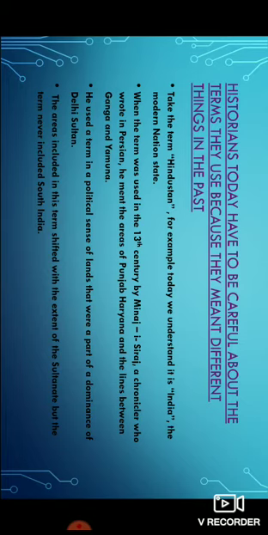The word Hindustan which we say today means India, but in the early 13th century it was not that. Only the areas of Punjab and Haryana and the lands between the Ganga and Yamuna were termed as Hindustan. South India was nowhere involved in this, and today we say Hindustan means the complete India. This is the change.